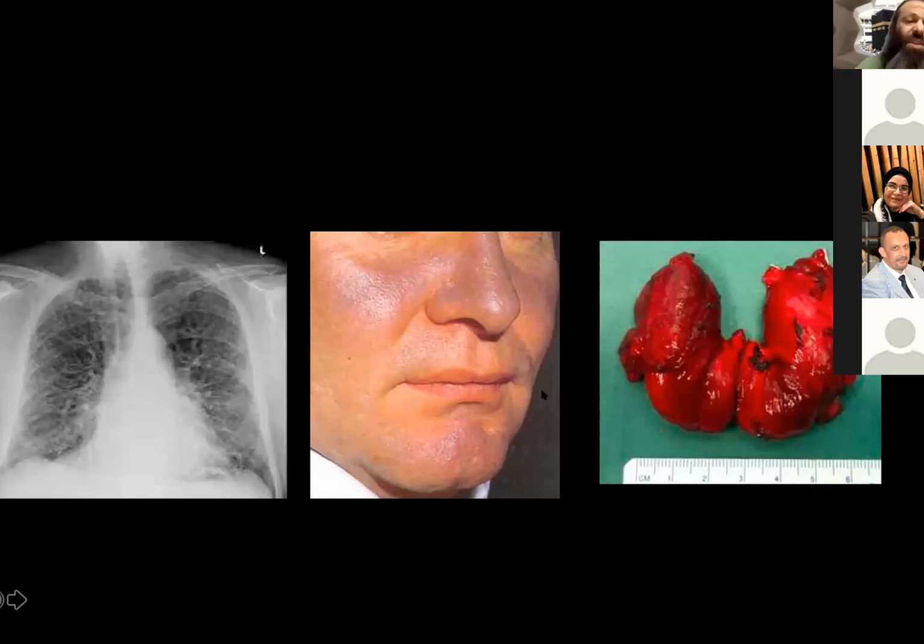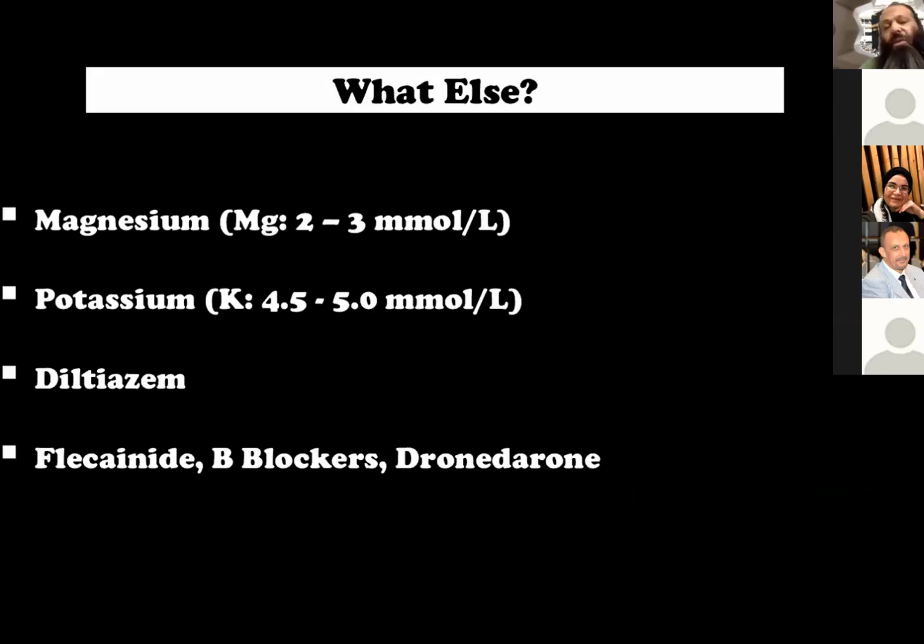But remember, those are for long-term use of Amiodarone. This is very, very rare to encounter on an acute basis or in acute management of Amiodarone. Those are people on Amiodarone for years. What else after Amiodarone for atrial fibrillation?